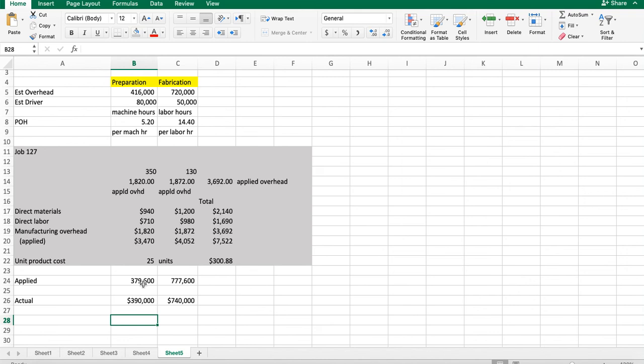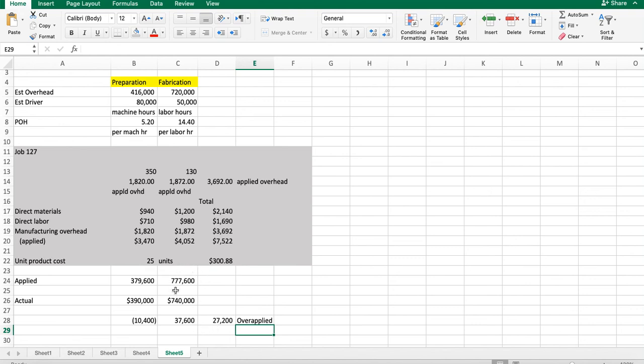And so we applied $379,600, but our actual was $390,000. So we underapplied $10,400 in that department, preparation, and then we applied $777,600. Our actual was $740,000. So overall, I hit the wrong button. We overapplied $27,200.